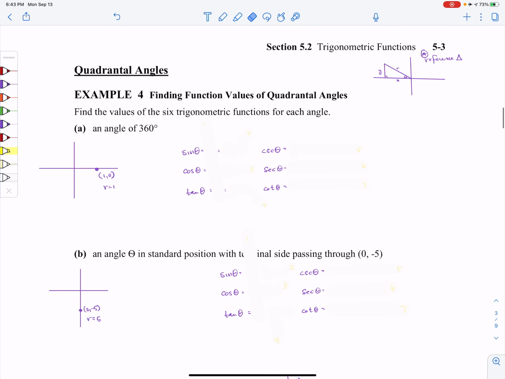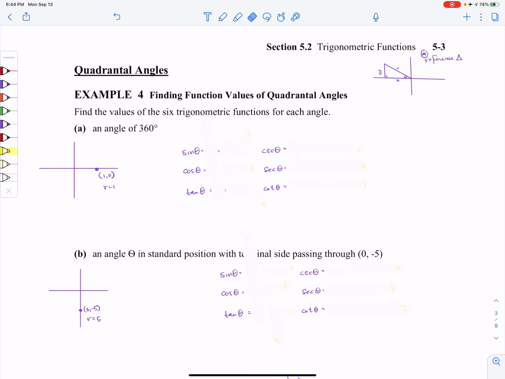All right, jumping to example number 4. So this one's going to be a little different. Notice that I drew the reference triangle up here, so you might want to draw this so that you don't have to go all the way back to the first page to look at it, because we're going to need the reference triangle on this particular example.